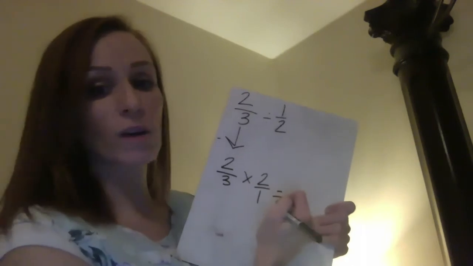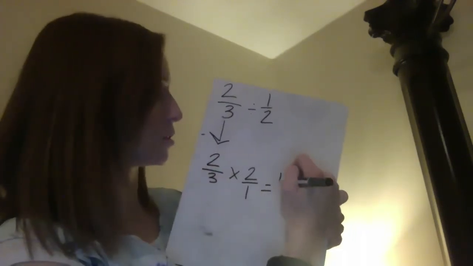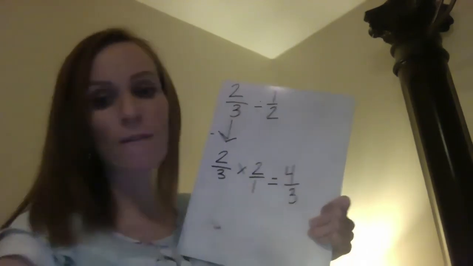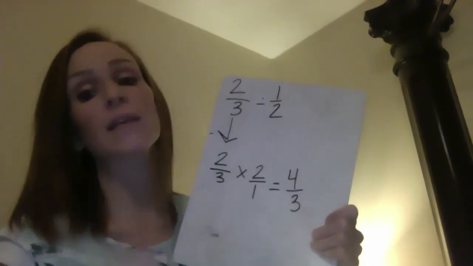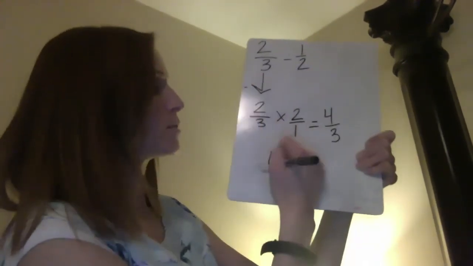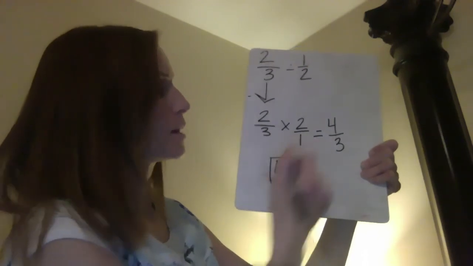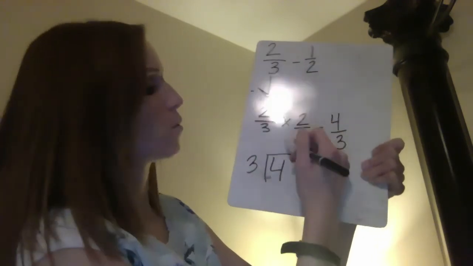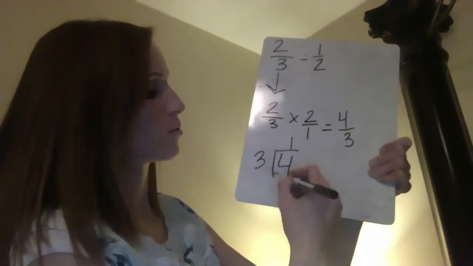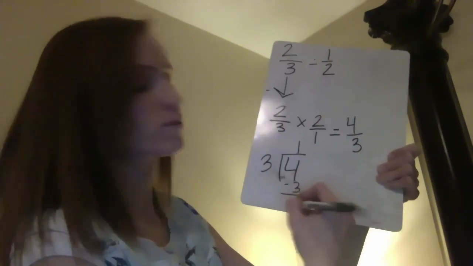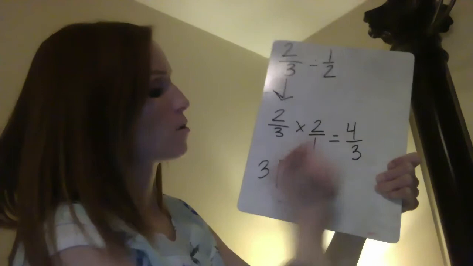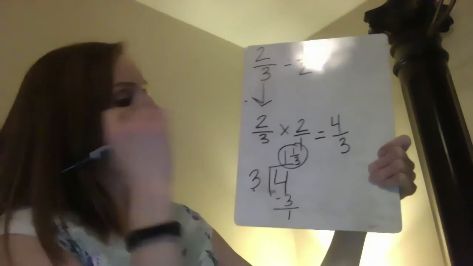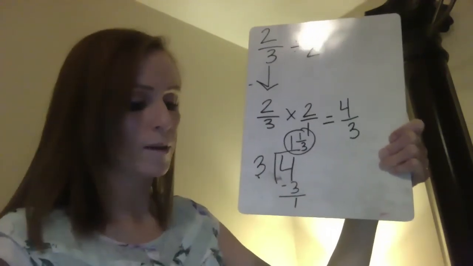We multiply straight across. 2 times 2 equals 4. 3 times 1 equals 3. So I now have 4/3, which is an improper fraction, and I do need to simplify. Remember, we change this into a division problem, and we write the remainder over our divisor. 3 goes into 4 one time. 1 times 3 is 3, and then we subtract. We're left with 1. So we write the remainder over our divisor. So to find 2/3 divided by 1/2, our answer is 1 1/3.